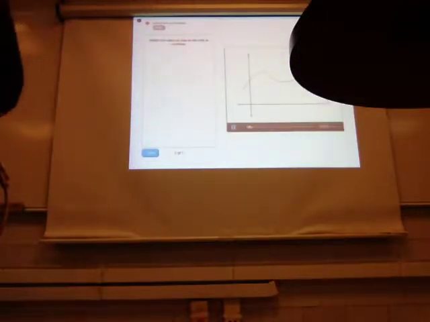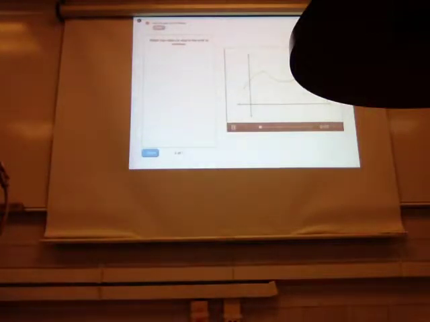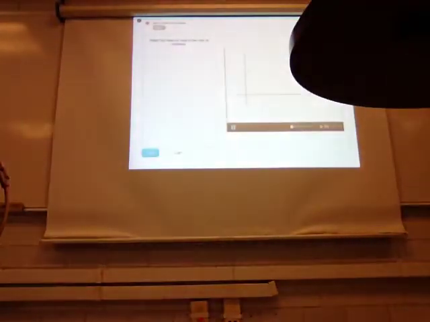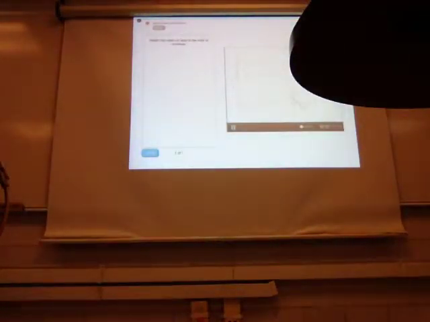Exactly right. This function is continuous because you can draw it without lifting your pen, and it's not smooth because it has a pointy corner over here. So what's the derivative of this function, which you said is continuous but not smooth?